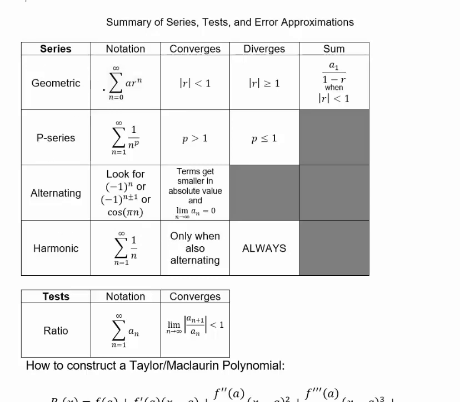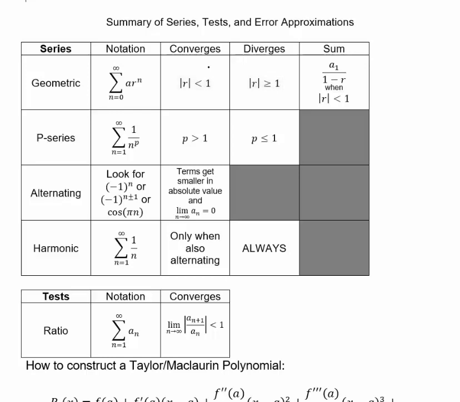So remember, a geometric series has a common ratio. So you're looking for some r raised to a power n. It could be n plus 1. This could be written as a fraction as well. But the geometric series converges when the absolute value of that ratio is less than 1, and it diverges when the absolute value of that ratio is greater than or equal to 1.